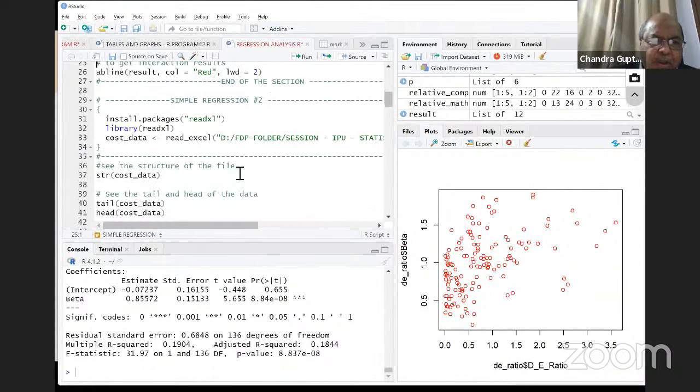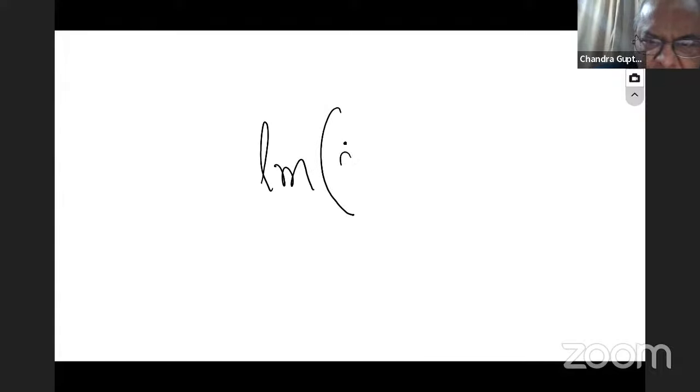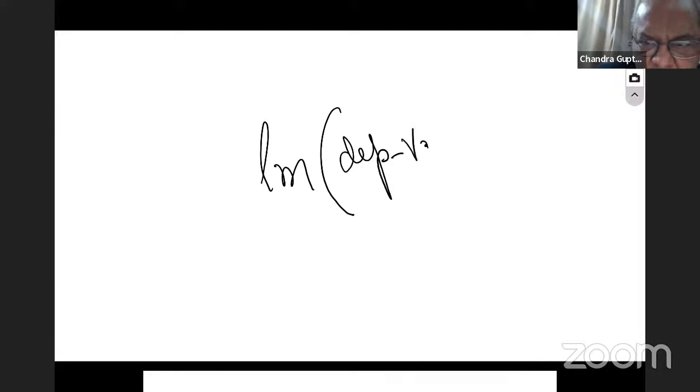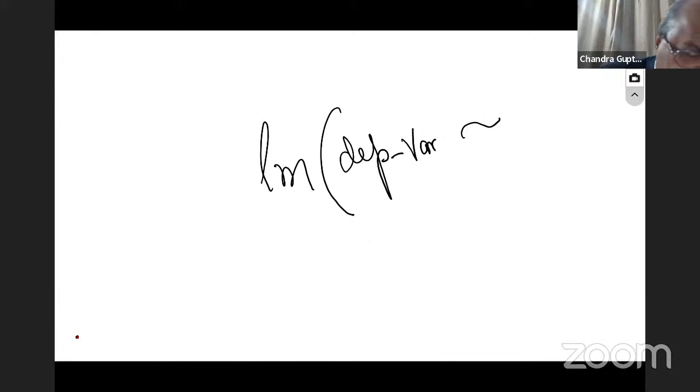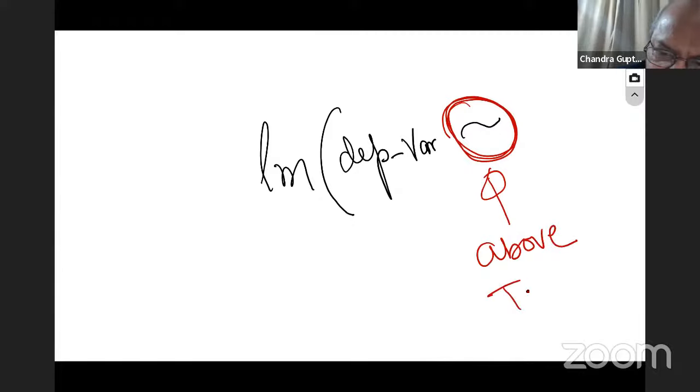I mean, you can do it simply. The command is quite simple. The command is LM for linear model, bracket. You have to first write your dependent variable. Do you recognize this sign? Tilde sign. It's called the tilde sign. Where do you see this sign on the keyboard? It is above the tab key.